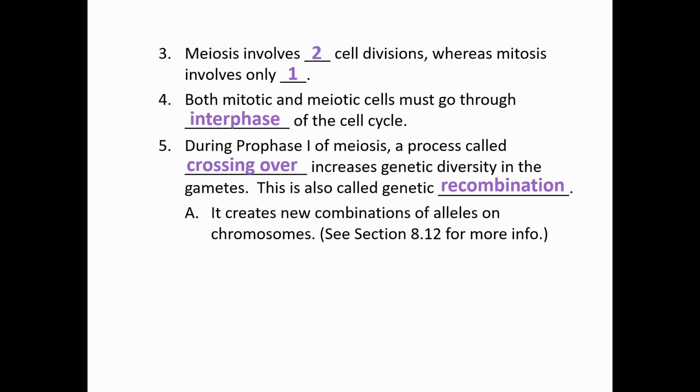This is why we end up so diverse and different from each other, and why you can look at your siblings and see the similarities, but you don't feel like you're a twin or a clone of your siblings. So this basically gives us different combinations of the versions of genes that we have on our chromosomes.